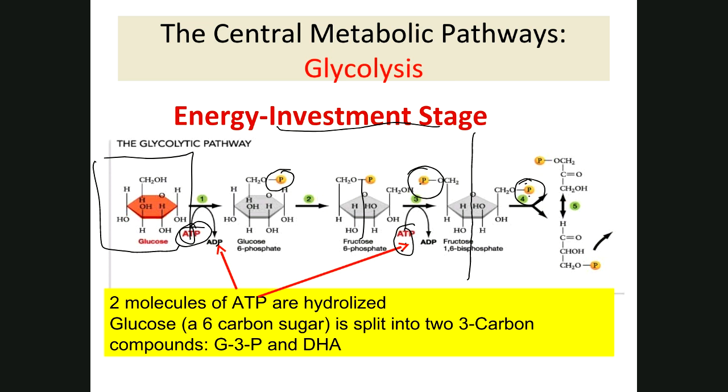The fructose 1,6-bisphosphate will be cut in half, and 2 molecules will be the result. One is called G3P, the other one is called DHA. And notice that they can be changed one into the other. So now we have 2 3-carbon compounds. Well, first we have 1 6-carbon compound. In the process, we have spent 2 ATPs.